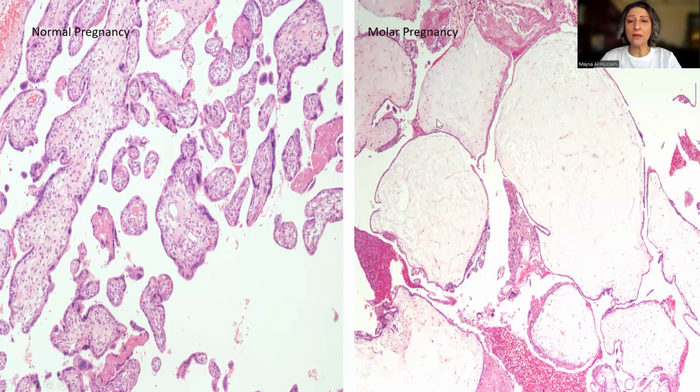Now, in comparison with the molar pregnancy, I think it's easy to appreciate the difference in the size. These are much more swollen, with the presence of trophoblastic proliferation, the hypocellularity of the cores of the villi, and the absence of vessels.